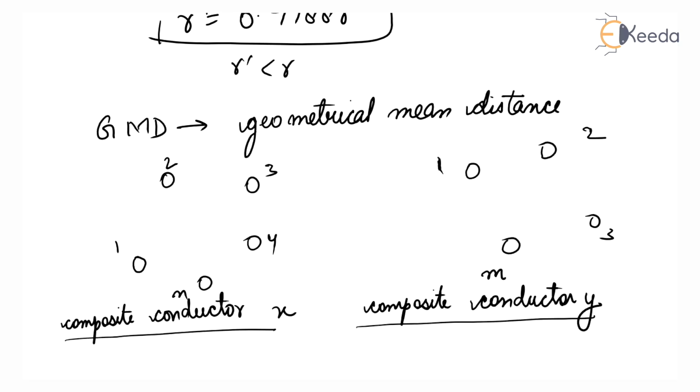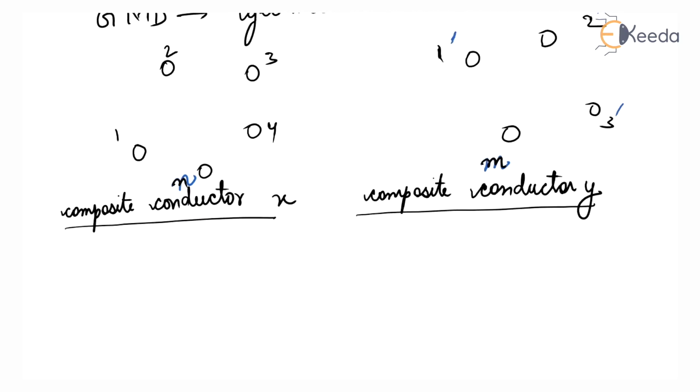So in composite conductor X, there are conductors 1, 2, 3, 4 up to N. And in composite conductor Y, there are conductors 1 dash, 2 dash, 3 dash and up to M. Assume all these conductors have the same radius. So for group X, the radius of each conductor is Rx, and for group Y, the radius is Ry.